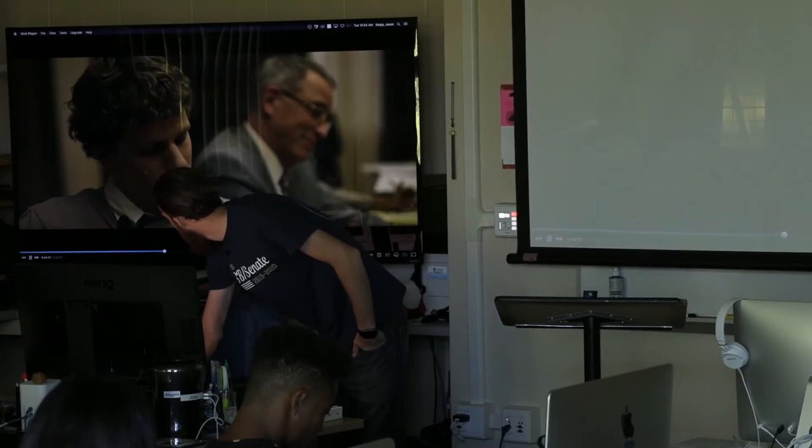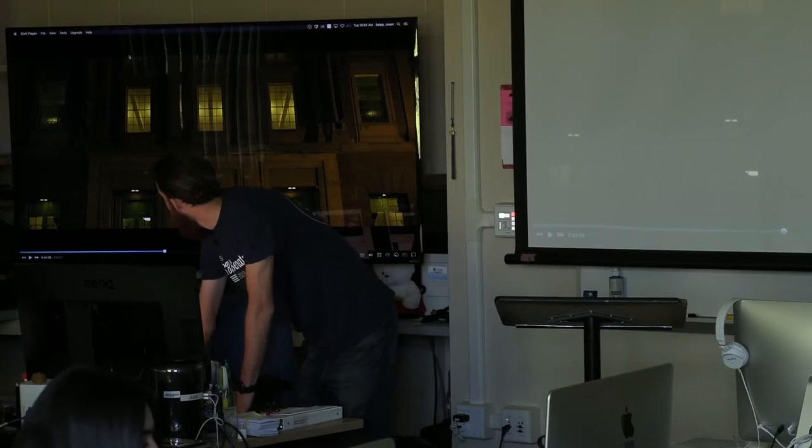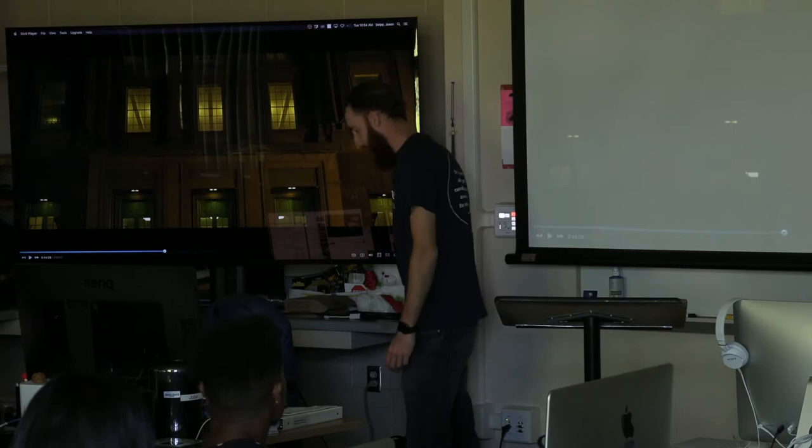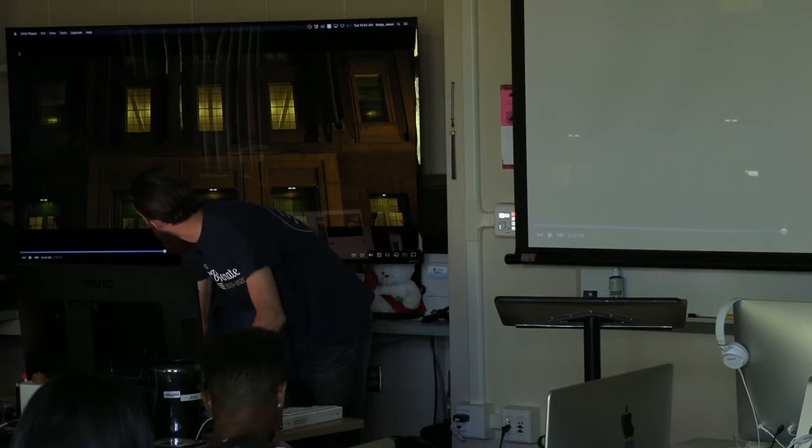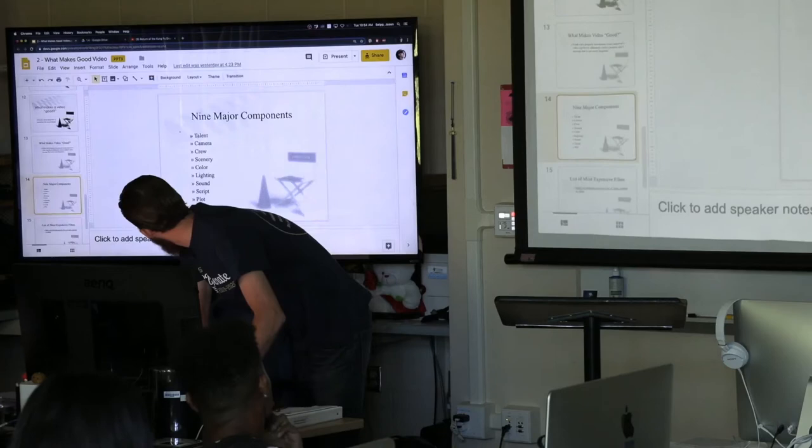Okay, same amount of time, slightly different story, right? Turn that down a little bit because that's a little loud. But interesting to compare the two. So now if we go back to what we were doing before and take a look at these 9 components, we can talk about them.